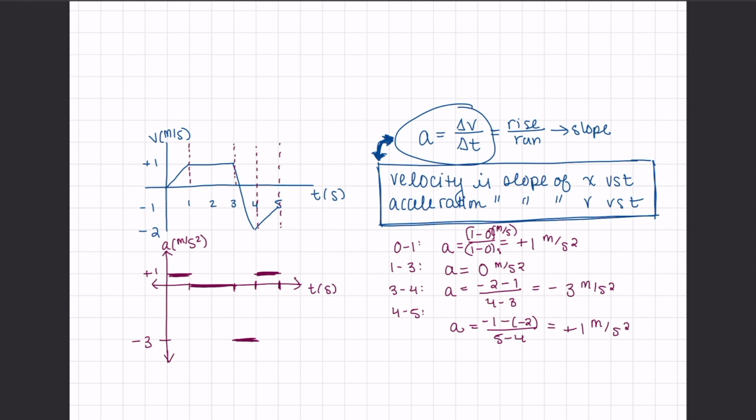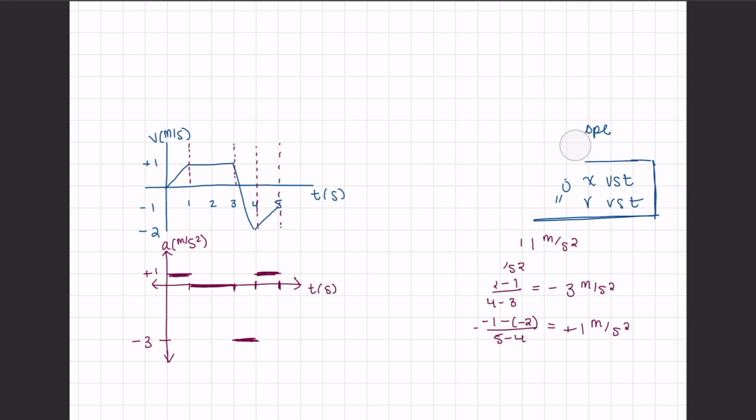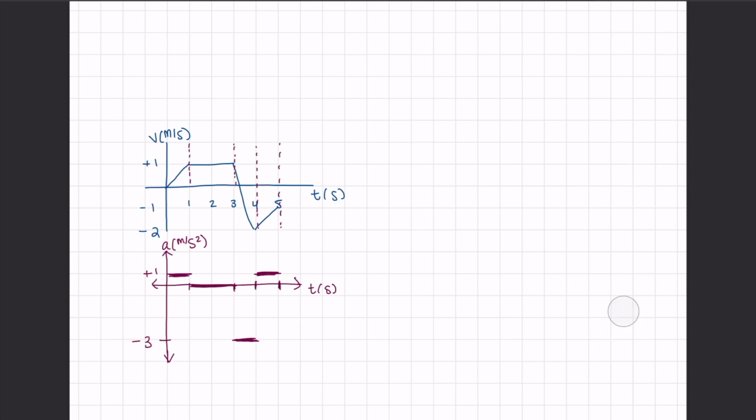So that's all well and good. I'm going to erase this because now we're going to talk about how we can go from velocity versus time to position versus time. So position versus time will be in black again, and I'll start up here with that same equation that we used to talk about the slope.